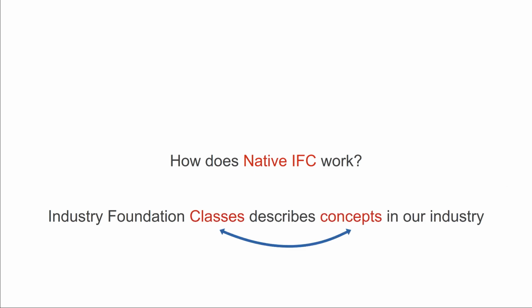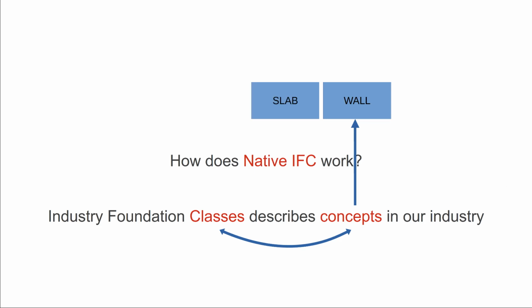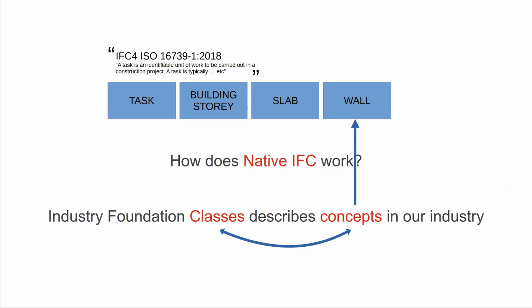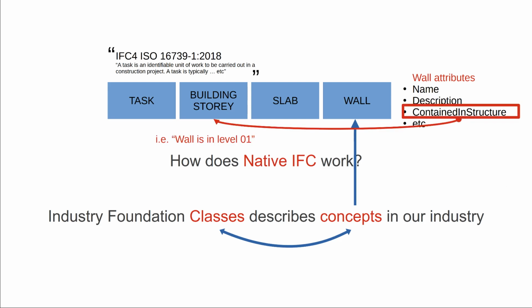Each one of these concepts is known as a class, which is how the industry foundation classes got its name. For those who know programming, this is very much like classes in programming. And for those who don't, don't worry about it. Each class has a definition provided as part of the international standard. These classes have attributes to give information about them, simple things like name or description. And some of these attributes refer to other classes. And this allows classes to be connected using relationships.